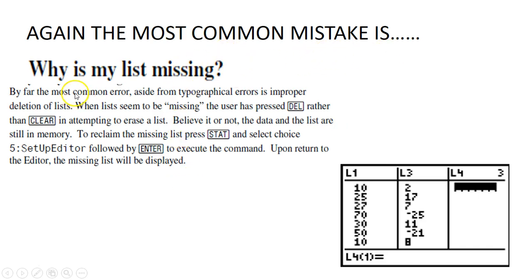The most common mistakes: why is my list missing certain things? The most common error, aside from just plugging in the wrong thing or deleting the lists. The list thing happens all the time. When lists seem to be missing, the user has pressed delete rather than clear up here. That is the biggest thing. And then notice how there is no L2 anymore. Right here, Stat and Setup Editor will fix those mistakes. That is the biggest mistake you will have. Please don't do that, because it will mess up a lot of stuff. But this is me showing you how to fix that. And I hope that gives you some background on plugging in and using your lists on your TI-84.